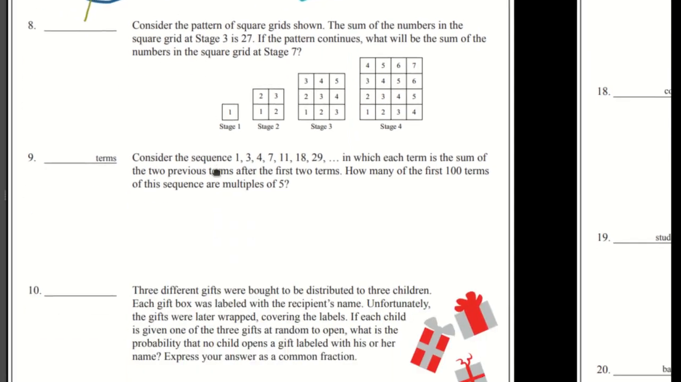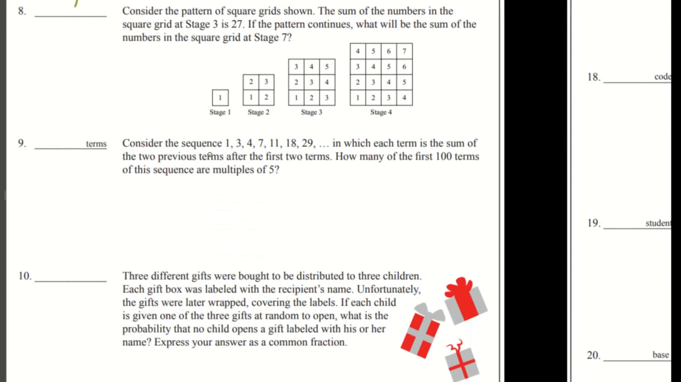Okay. All right. Consider the pattern of square grids shown. The sum of the numbers in the square grid at stage 3 is 27. Okay, you take the sum of all these, you get 27. If the pattern continues, what will be the sum of the numbers in the square grid at stage 7?